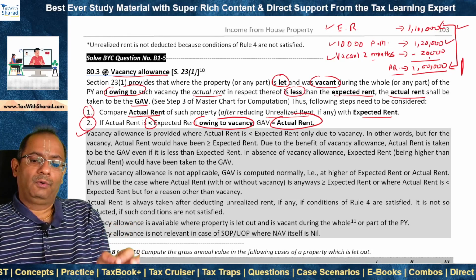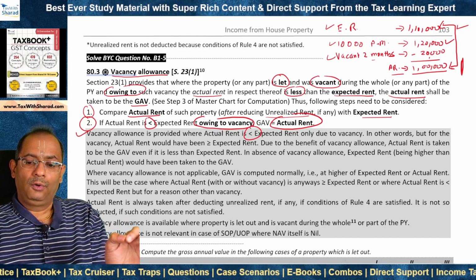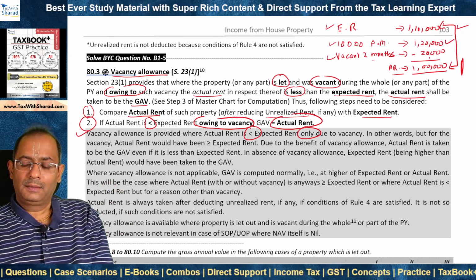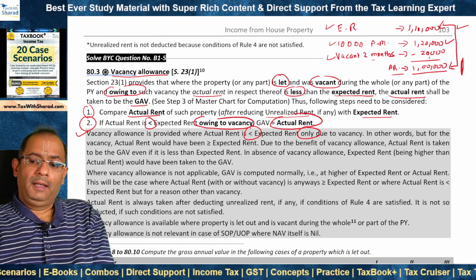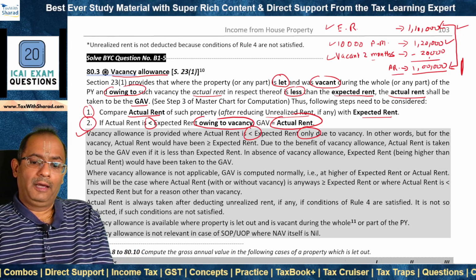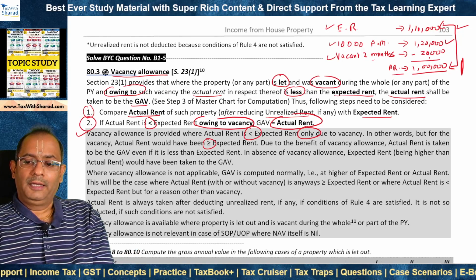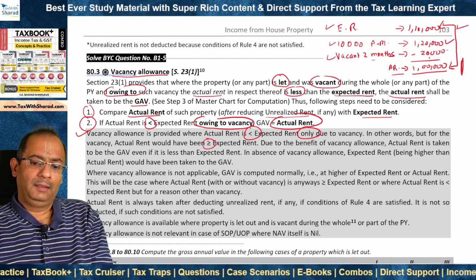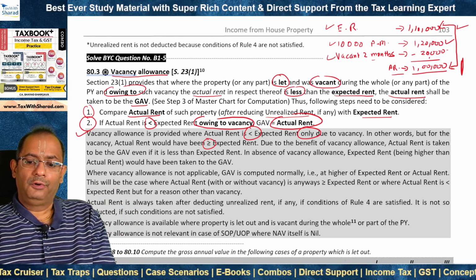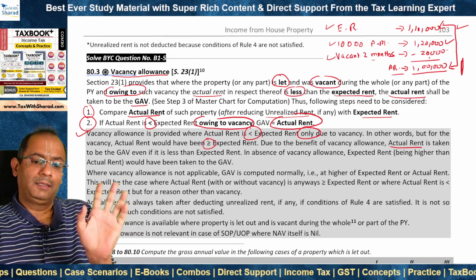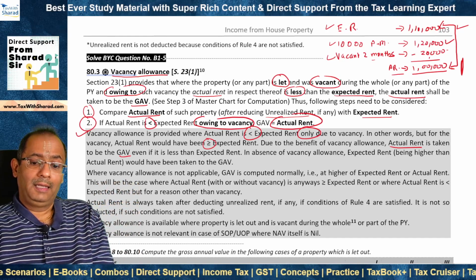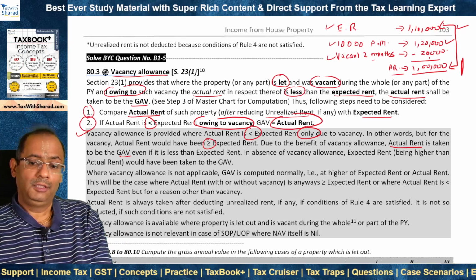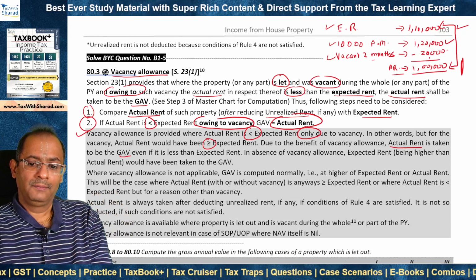Now vacancy allowance is provided where actual rent is less than expected rent only due to vacancy. It should only be due to vacancy, right? Which is the case in our example. In other words, but for the vacancy, the actual rent would have been equal to or more than the expected rent. So if the vacancy was not there, the actual rent would have been 1,20,000, more than the expected rent. So therefore, due to the benefit of vacancy allowance, actual rent is taken to be the GAV, even if it is less than expected rent. So here actual rent is 1 lakh, which is less than the expected rent, but even then it is taken to be the GAV, and this is the benefit of vacancy allowance.